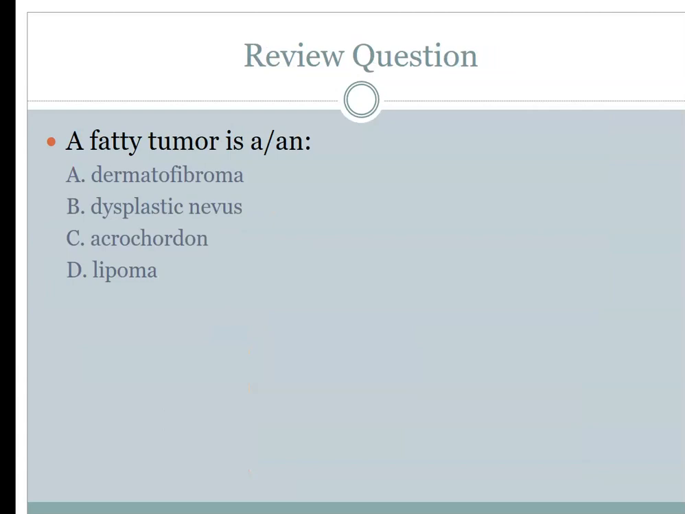Review question. A fatty tumor is: A, dermatofibroma; B, dysplastic nevus; C, acrocordon; or D, lipoma. And if you're talking about fat, remember your word part: lipo equals fat. So a fatty tumor would be D, lipoma.